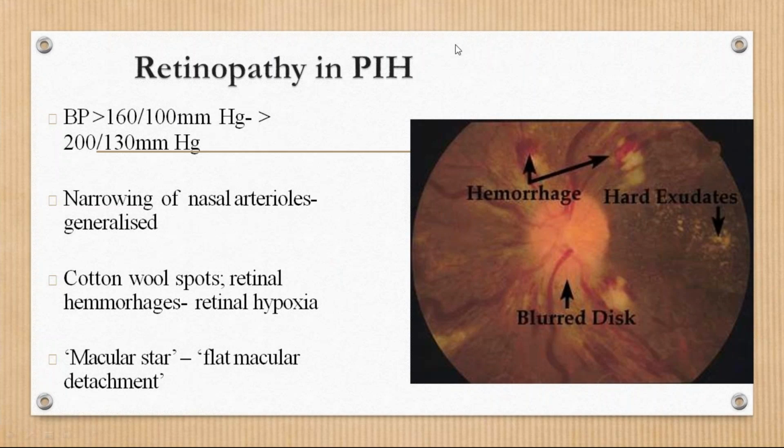Now retinopathy in pregnancy, that is pregnancy-induced hypertensive retinopathy, which is very important in pregnant patients who are having eclampsia and preeclampsia. So BP, if it is more than 160 by 100 or more than 200 by 130, narrowing of the arterioles. You can see how the disc is blurred, these hard exudates, and these are all flame-shaped hemorrhages. Here also you can see, there is attenuation of the arterioles and broadening of the veins. You can see cotton wool spots, retinal hemorrhages, which are all related to retinal hypoxia, and also you see macular star in these cases.